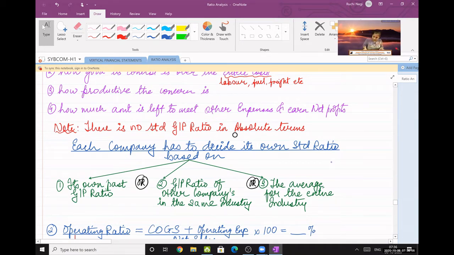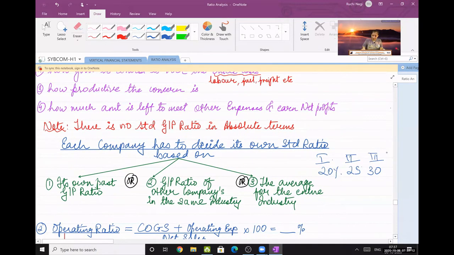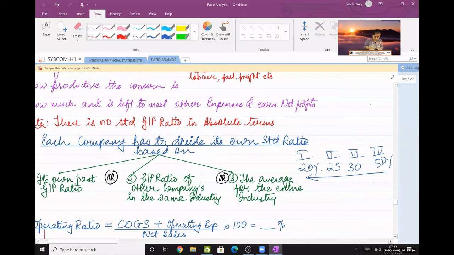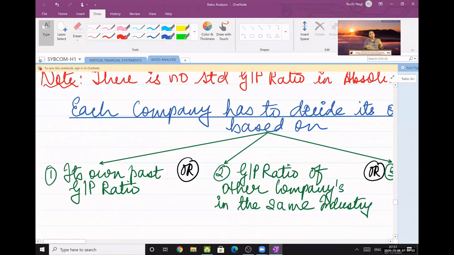If in the first year of my business, my GP ratio was say 20%. Okay, then in the second year of my business, my GP ratio was 25%. In the third year, my GP ratio was 30%, and so on. In the fourth year, it became 50%. So obviously, if I compare my GP ratio with the past year, I'm improving. Okay, obviously it is an indication to me as a businessman that I am improving. So this is one of the indicators. You can compare with your own past GP ratio.